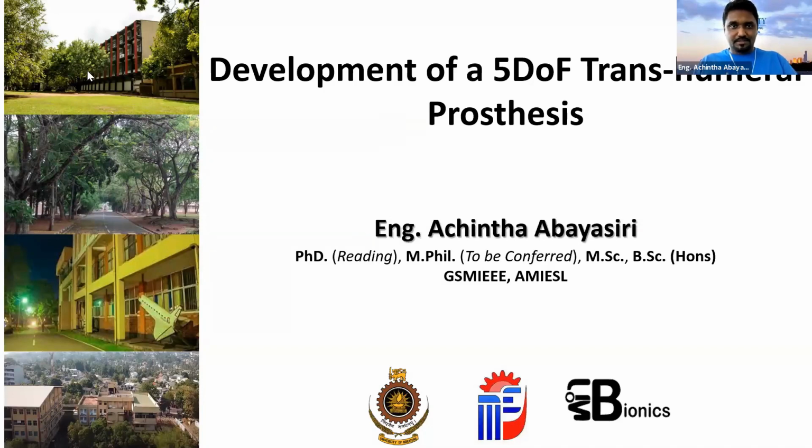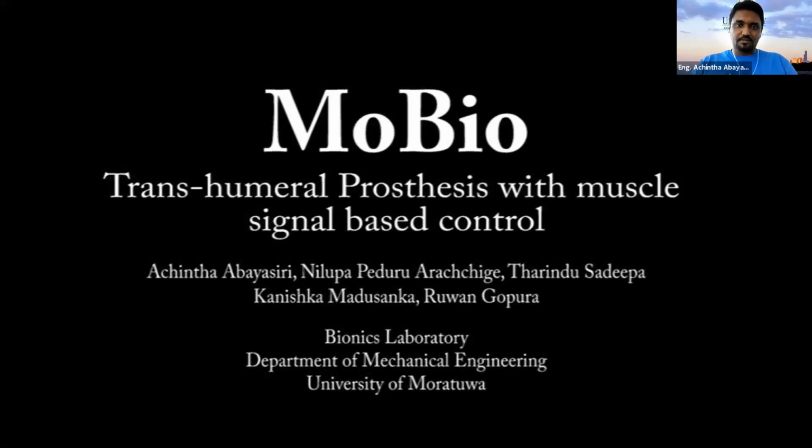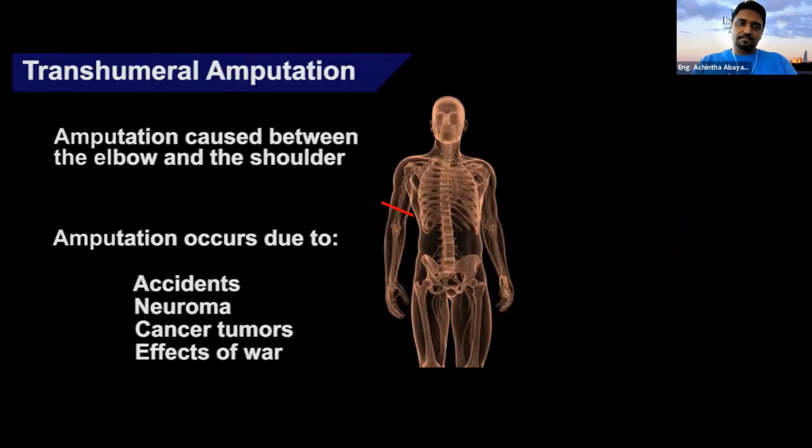So I am Achinta Abesiri. Today I'm going to talk about my final year research project, which was done back in 2016. It was about the development of a 5-degree-of-freedom transhumeral prosthesis. This is a video that was published and also telecast on numerous platforms. This is regarding our research.